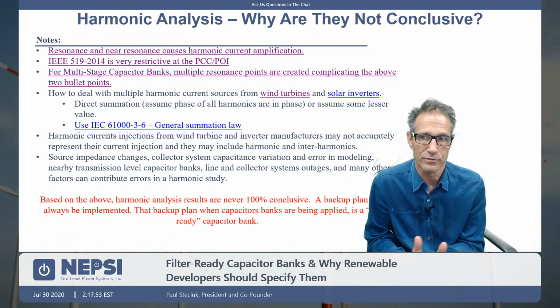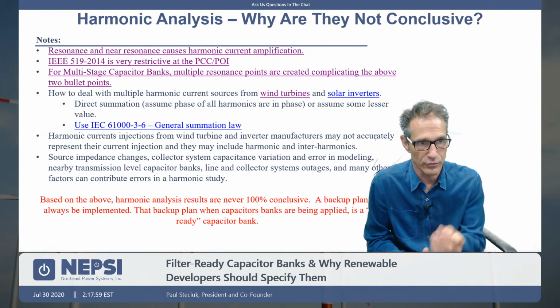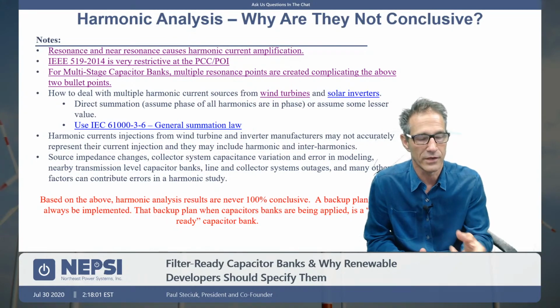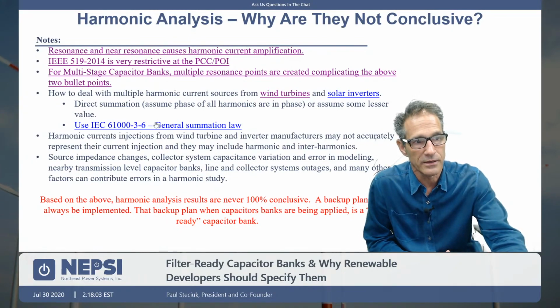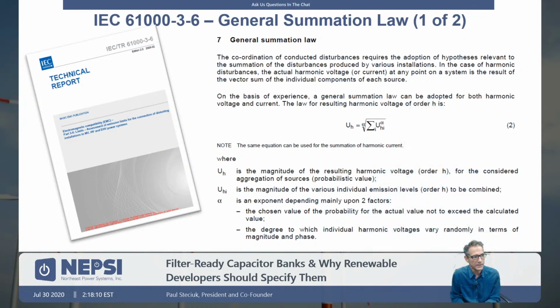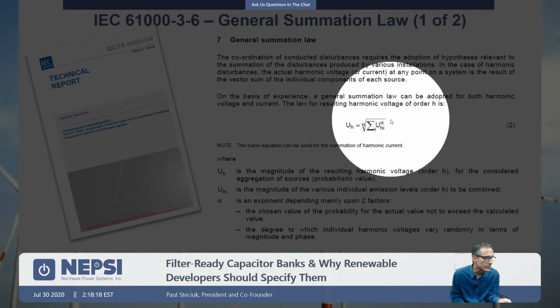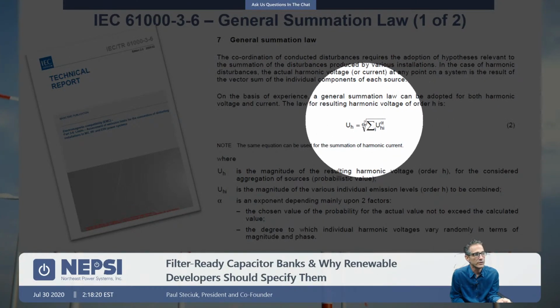And the most conservative assumption is that we just say they directly add. But a lot of times that will put you past the IEEE 519 limits. So then you can start looking at a way to reduce that value, assume 80% or 70%. IEC has a rule, what's called their general summation law, that sometimes gets followed. That's the formula over here. They're using this formula here, U_H equals the summation of U to the alpha, raised to the 1 over alpha.